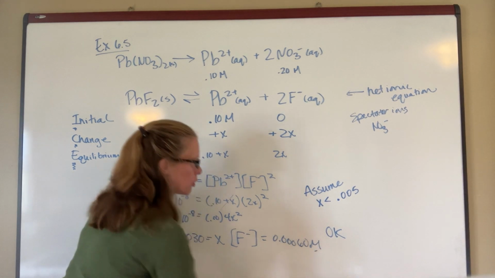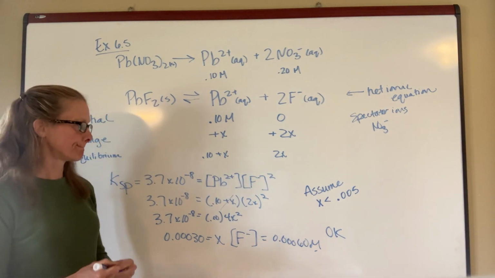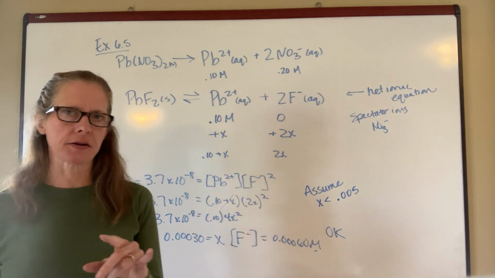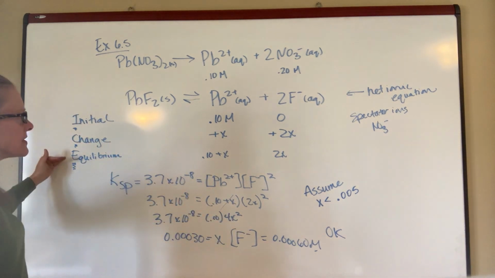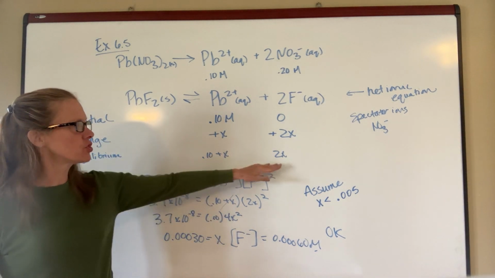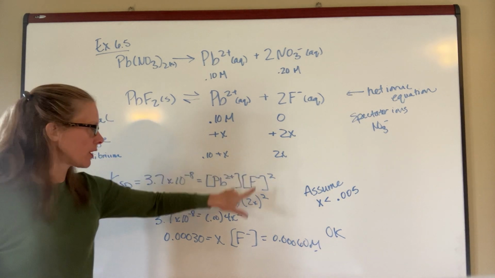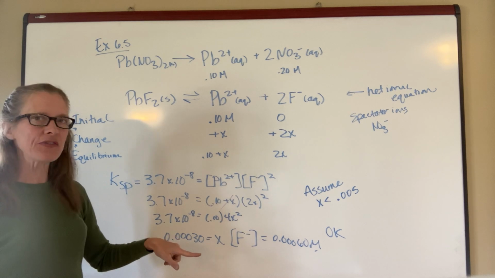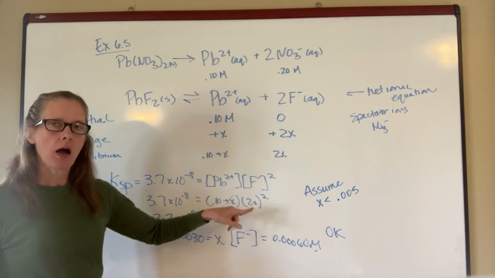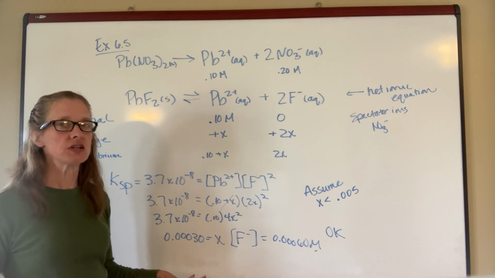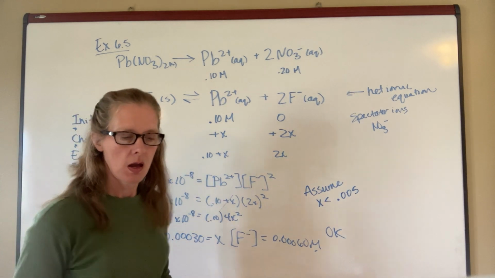So what that tells me then is that the fluoride ion concentration is 0.00060 molar. Okay? So when I'm working with common ion effect, again, I'm going to use an ICE table to figure out what the situation is at equilibrium. I'm going to use my equilibrium expression to plug those values in. And then if I end up with something messy, I make an assumption. And then I've got to check and see if my assumption is or is not okay.